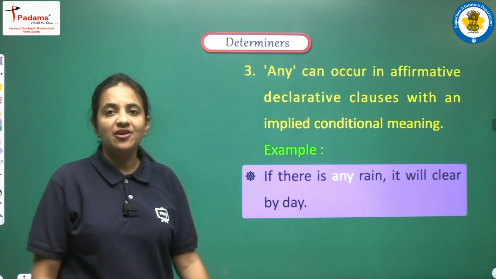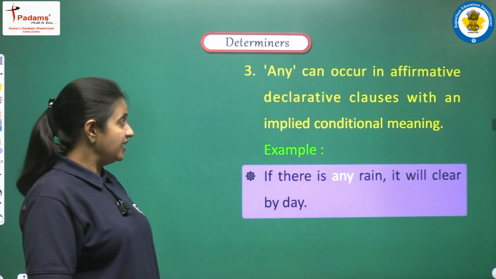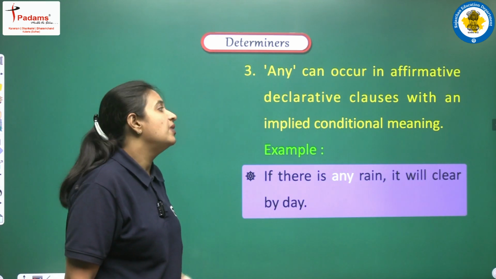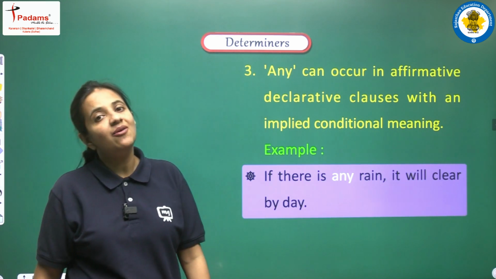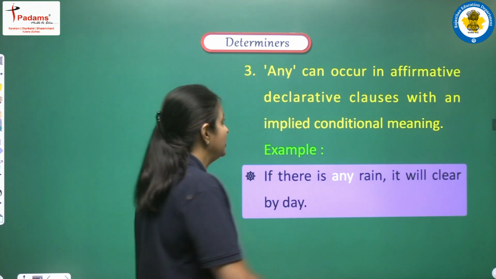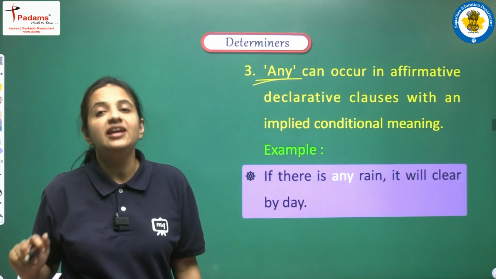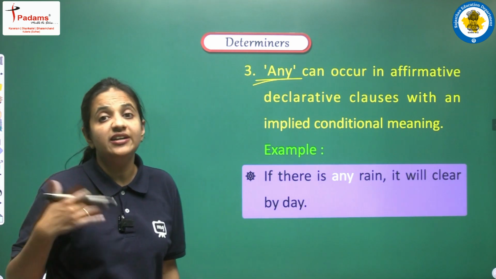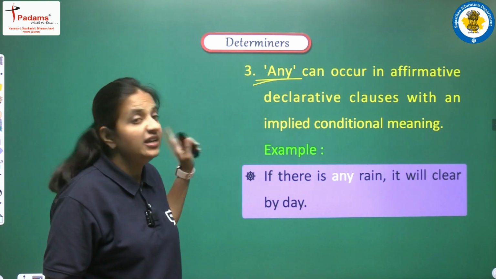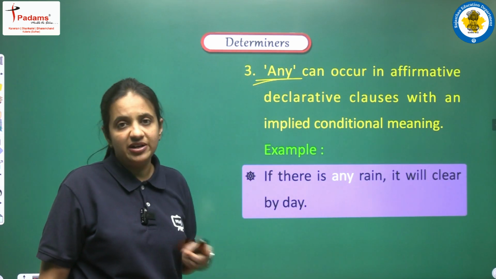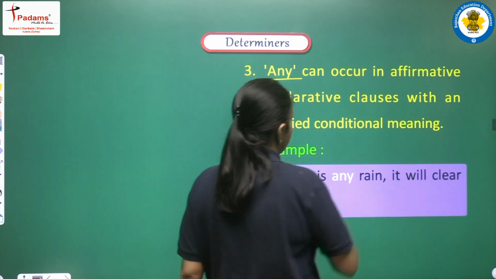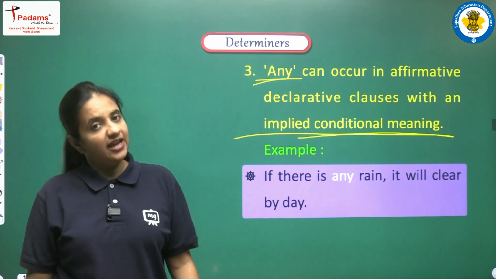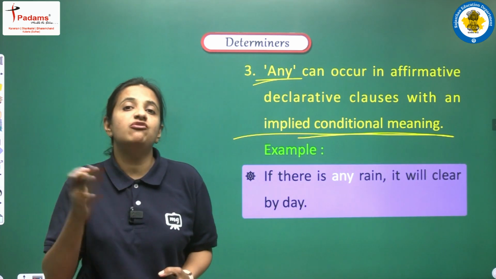Moving on, now we are having the next use. So let's see. Any can occur in affirmative declarative clauses with an implied conditional meaning. So now according to this rule, what have we studied until now? That any will be used in negative sentences and in interrogative sentences, but now here we are having that any can be used in an affirmative sentence, when we are having a conditional sentence, if we are having conditional meaning, then yes, we can use any in an affirmative sentence.